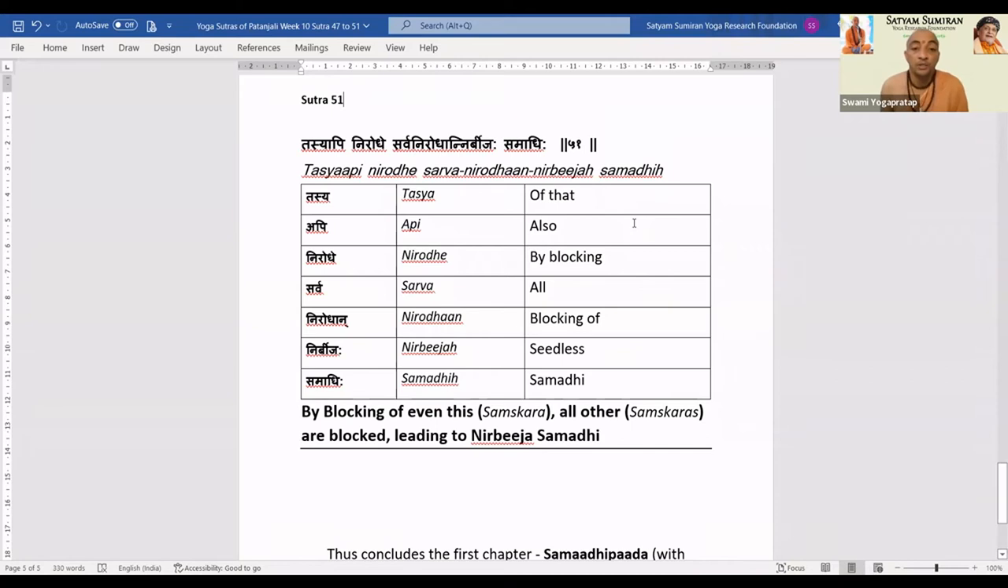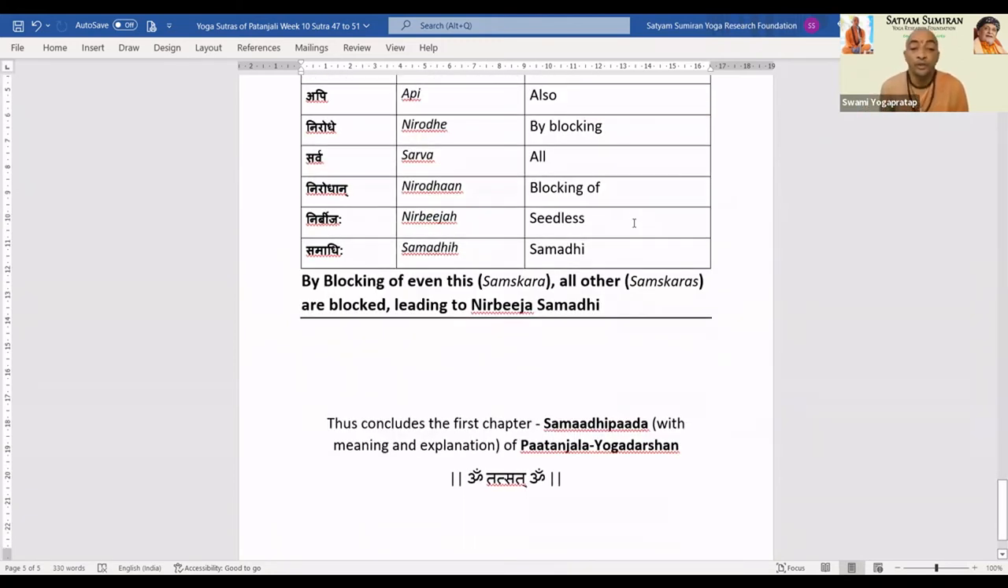Tasya api nirodhe. Sarva nirodhan nirbijaha samadhi. Then even that needs to be blocked. When even that gets blocked, obviously everything else is also blocked. Then the nirbija samadhi, the highest, the culmination of yoga unfolds. That is the conclusion of the first chapter of the Patanjali Yoga Darshan, the Samadhi path. This chapter, this section speaks on the culmination to Samadhi and the road towards that.